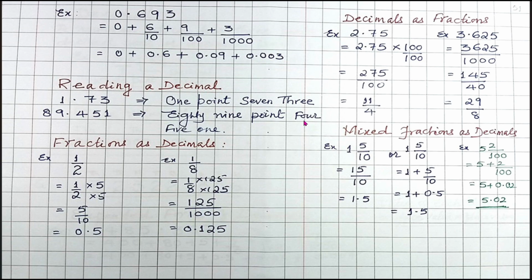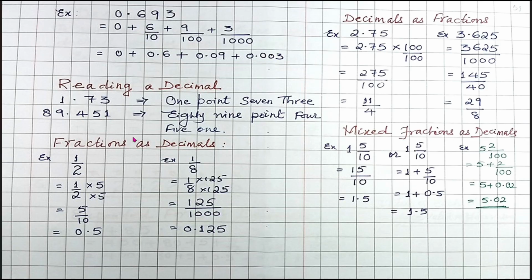89.451. We don't read it as eighty-nine point four hundred fifty-one. It is not a correct method of reading a decimal. The whole part is read as 89, but the decimal part is always read as individual digits, that is four, five, one. Therefore the number is 89.451.